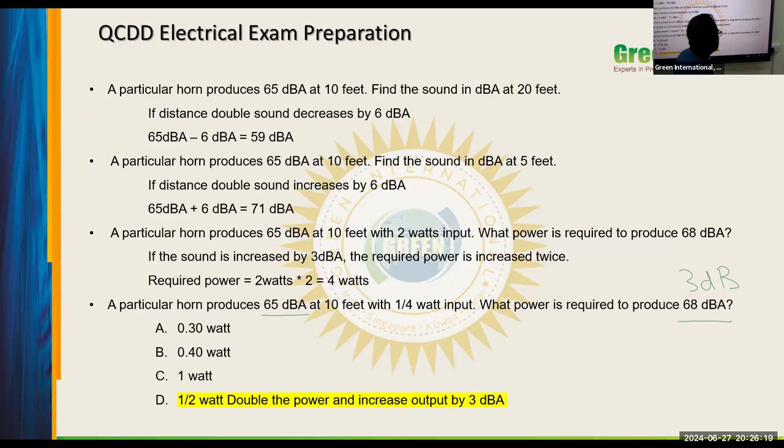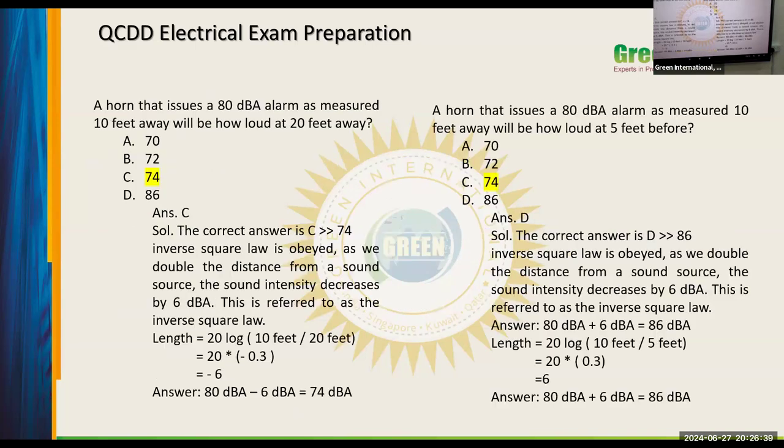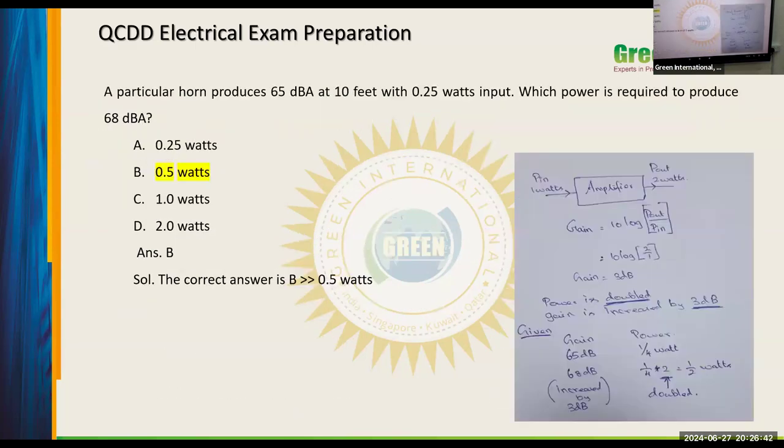So at 10 feet we have 65 decibels. Again, it's a least-possibility question because very few engineers got it. One engineer had this question. I received this question more than 6 months back, and in my exam, I had this question. The same: 65 decibels, 10 feet. Here 3 dB increases. That's why the power is double the value. So 0.25 becomes 0.5, into 2.